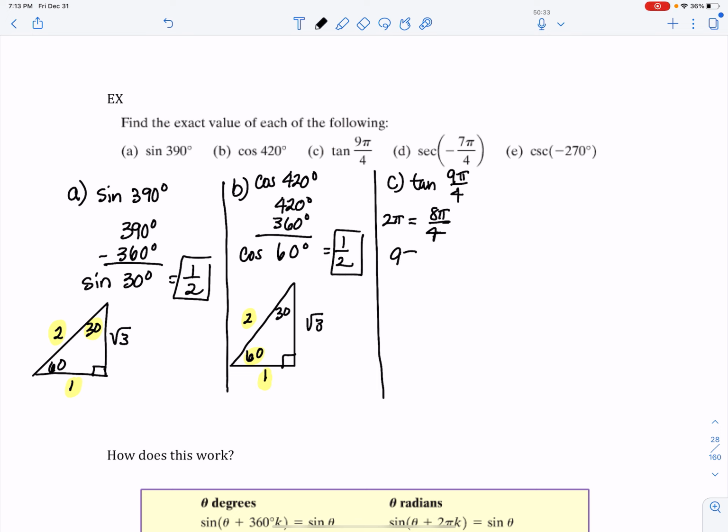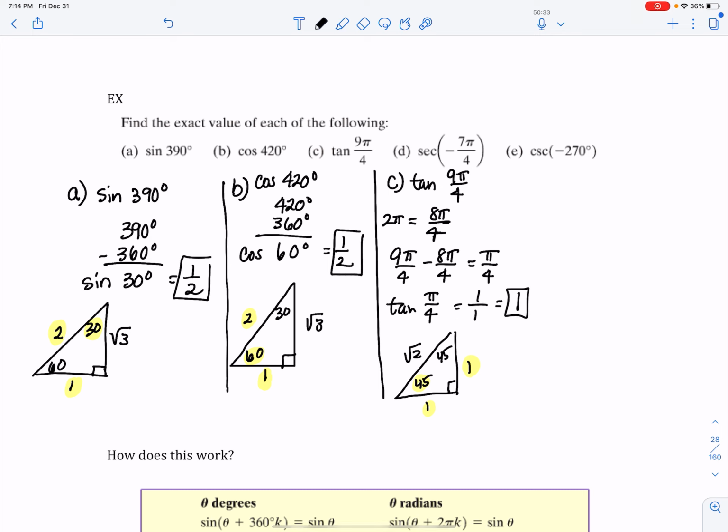So if I take 9 pi over 4 and I subtract 8 pi over 4, and by the way, you have to change 2 pi to a denominator of 4 to be able to subtract these, I'm left with pi over 4. So tangent of 9 pi over 4 is the equivalent of tangent of pi over 4. So pi over 4 is equivalent to 45 degrees, so I'm going to use a 45 degree triangle. Remember, that's 1, 1, radical 2. Tangent of 45 degrees is opposite over adjacent. So I get 1 over 1, which is just 1.